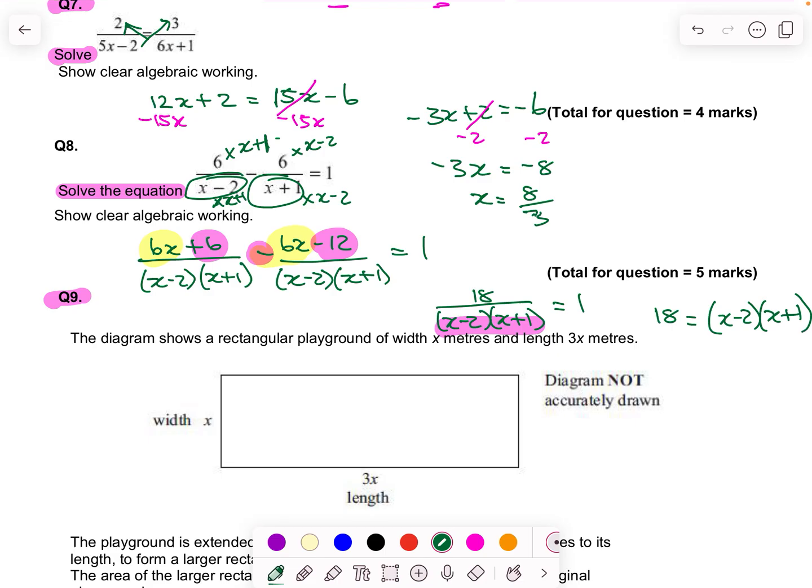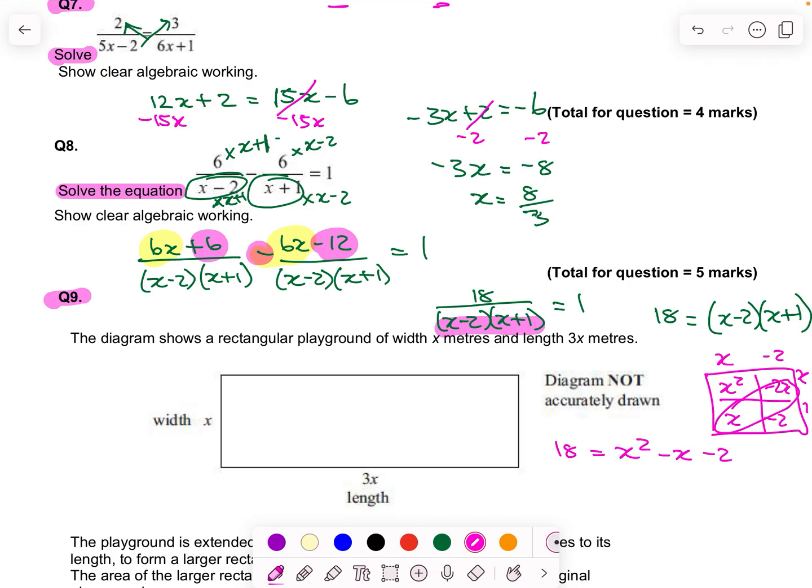Still not finished. Obviously, you can see this is a 5-mark question, so it's a lot of marks. We're going to multiply that out. You can use the grid. So x minus 2, x plus 1. So x squared minus 2x, x minus 2 put together are like terms. And what we get is 18 equals x squared, x minus 2x is minus x minus 2.